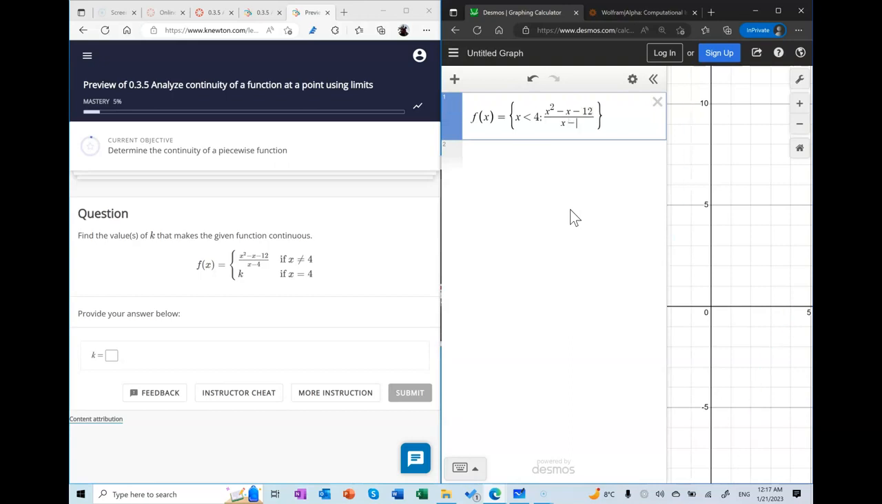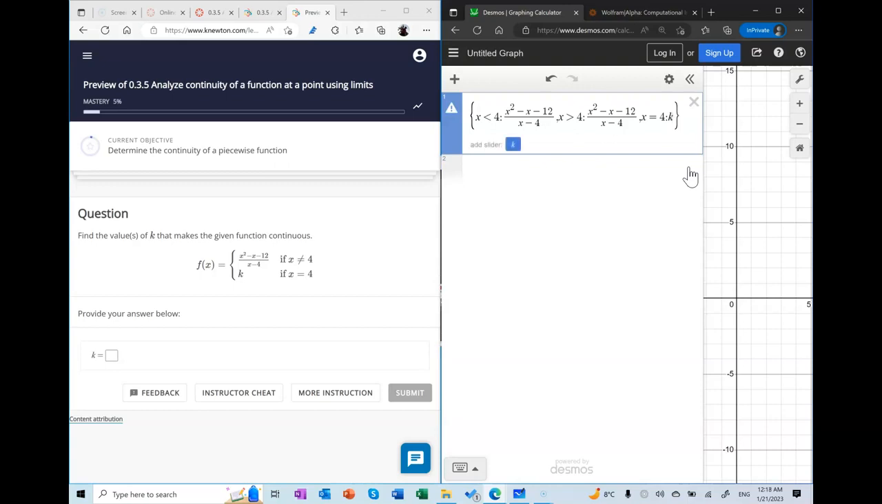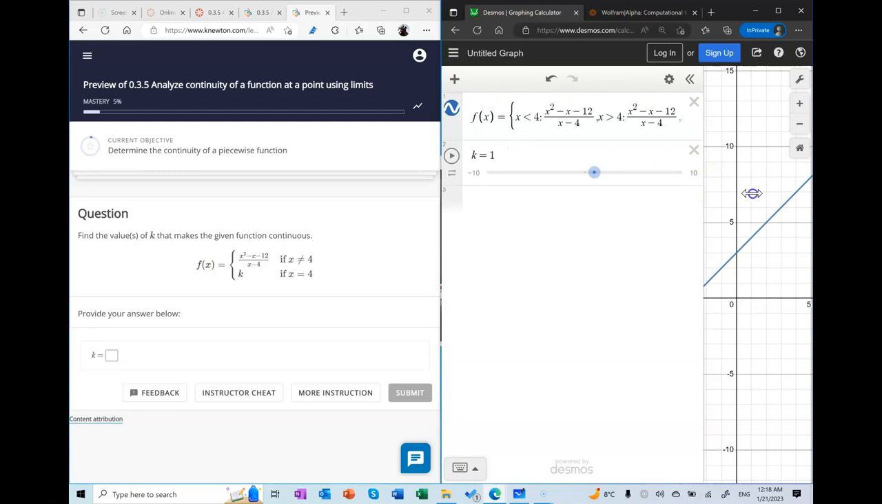So in this case, I'm going to define this function. It doesn't like it. Should I put a comma here? Yeah. So you see, I define this function to be that rational expression when x is less than 4, when x is greater than 4, and when x is 4, I'm going to define the function to be equal to k according to this formula. Now I'm going to add the slider k, and let's see what we have here.